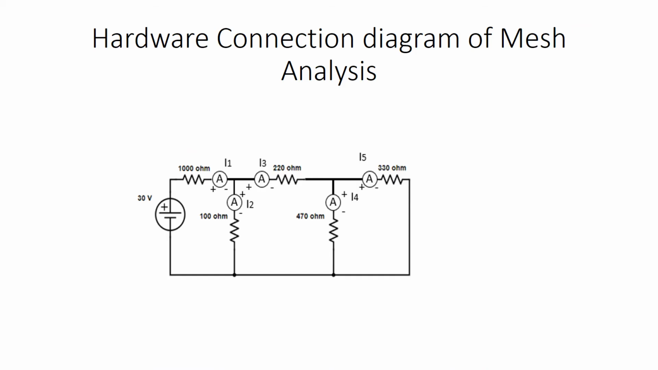This is the hardware connection diagram of mesh analysis. In mesh analysis we will be finding the branch current. In order to find the current we will be connecting the ammeter in series with the resistors. So in order to find the current flowing through the 1000 ohm, we will be connecting the ammeter in series with that. Same for each resistor, we will be connecting the ammeter in series in order to find the current flowing through those resistors.